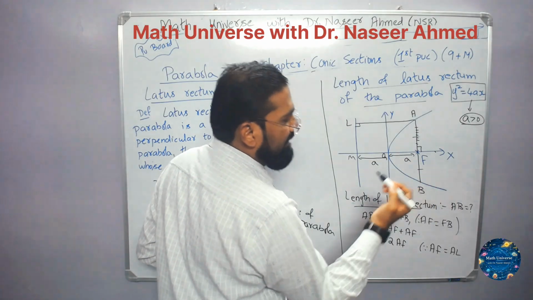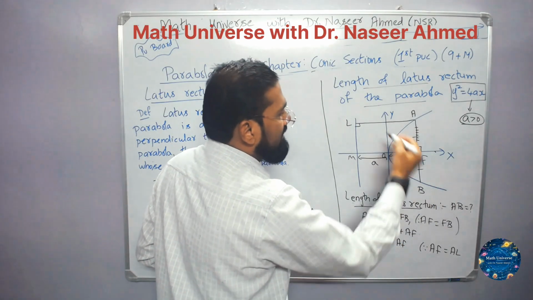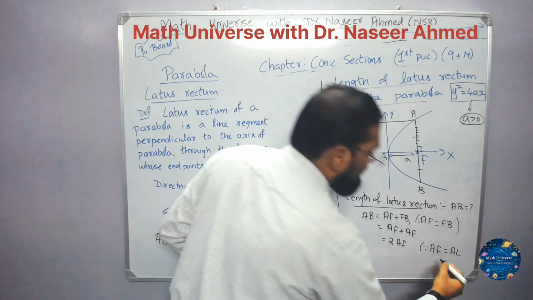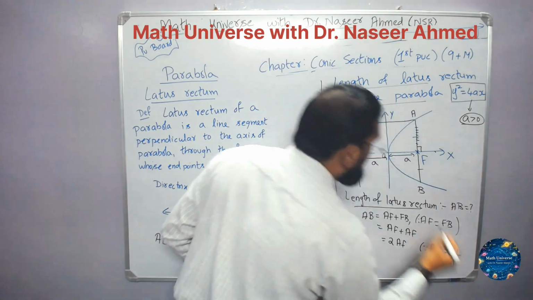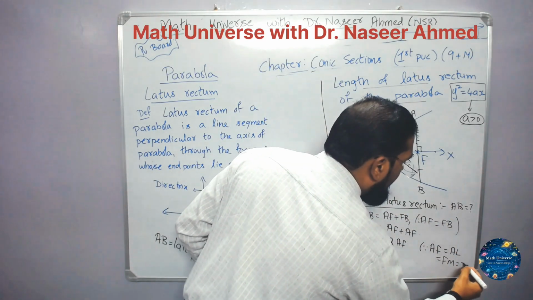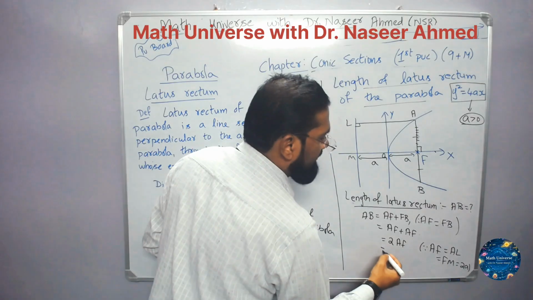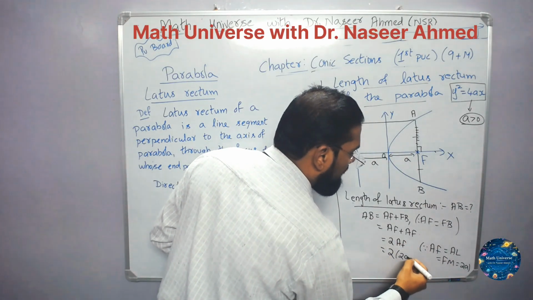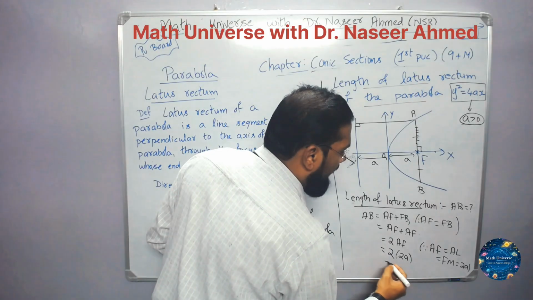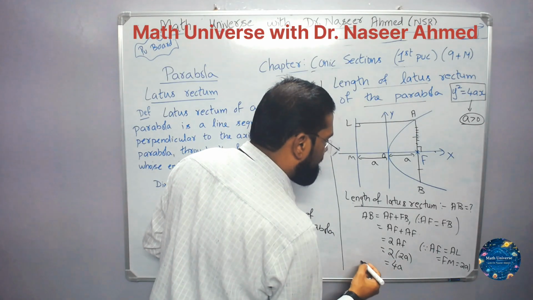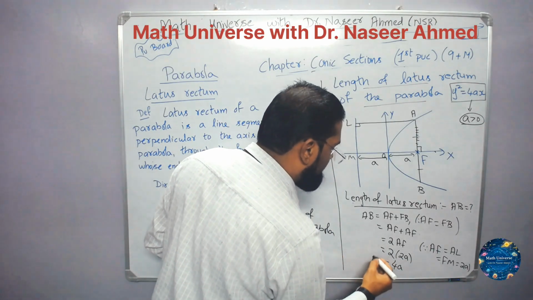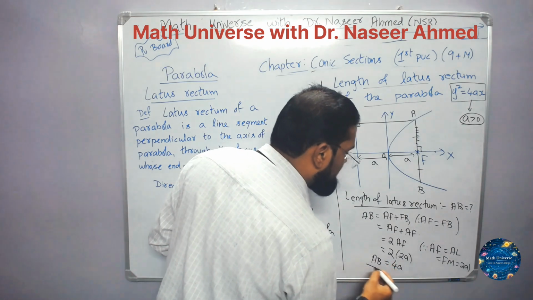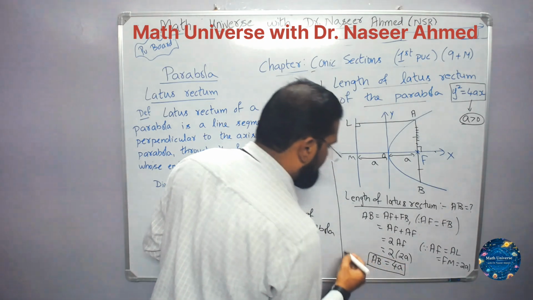So I can say very clearly that AL is the same as what? FM. And what is FM from the diagram? A plus A, 2A. So I can just say that 2 times AF is what? AF is 2 times A. What is 2 into 2A? 4A. Therefore, the length of latus rectum AB is 4 times A.